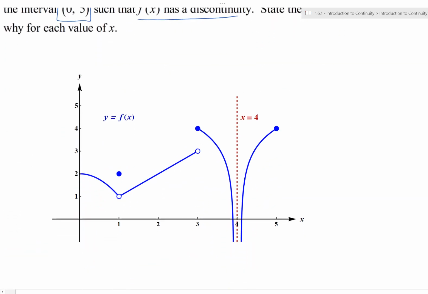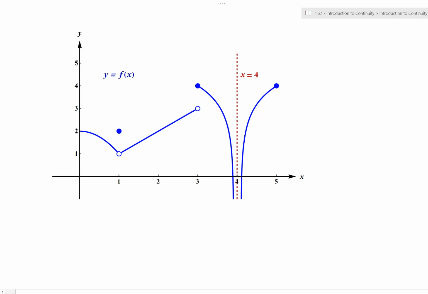Here's our graph. It's a funky looking graph, piecewise defined, however it's to get the point across, right? So again, we are only considering values of x on the open interval 0 to 5 here. Later on in another video, we're going to look at endpoints and intervals for continuity and whatnot. But right now, let's just think of everything in between 0 and 5, not including the endpoints.